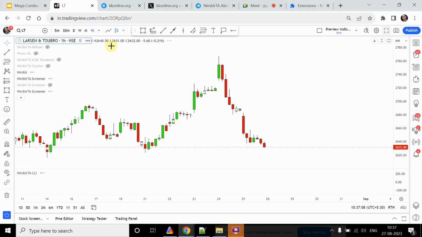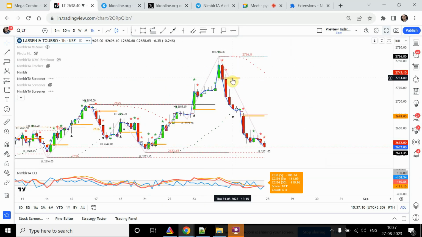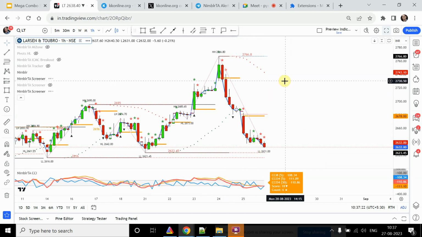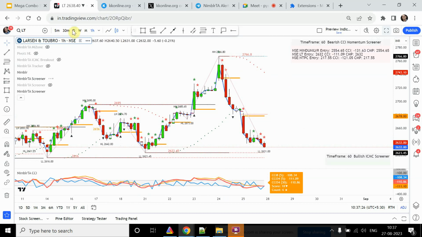So this is again another stock. And if we see the open of the day, how it moved down. This was the open of the day. It moved down. Then the subsequent open of the day on Friday, again, it continues to move down. And the CCI momentum is also on the sell side. So the same thing would be applicable for any time frame.